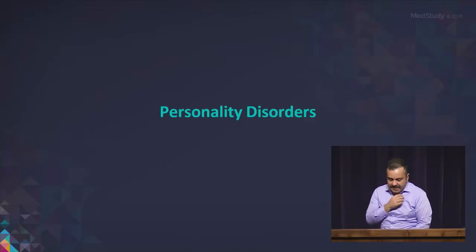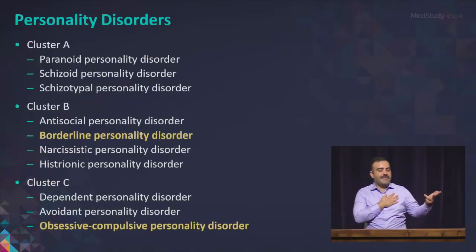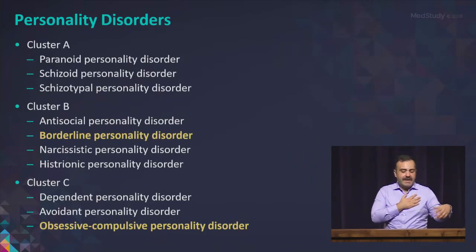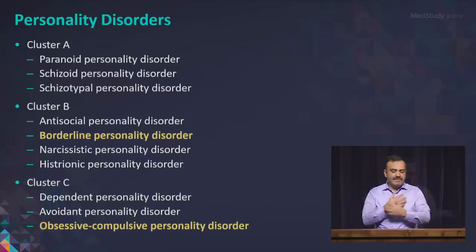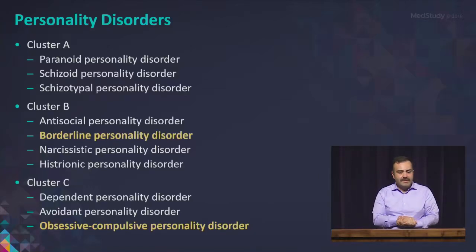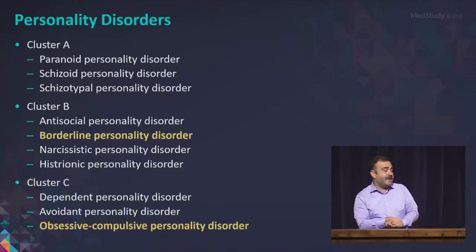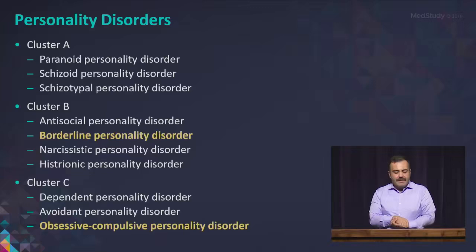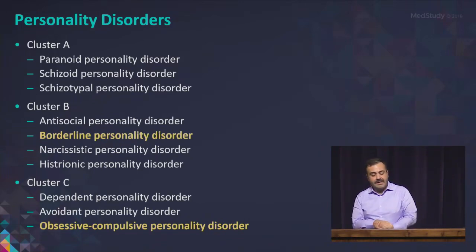Briefly touching on personality disorders, there are 3 clusters of personality disorder in psychiatry: cluster A, B, and C. I think the 2 important ones you need to know are, in cluster B, borderline personality disorder, which shows up a lot, and they can sometimes be difficult interacting with the provider, and obsessive compulsive personality disorder in cluster C.